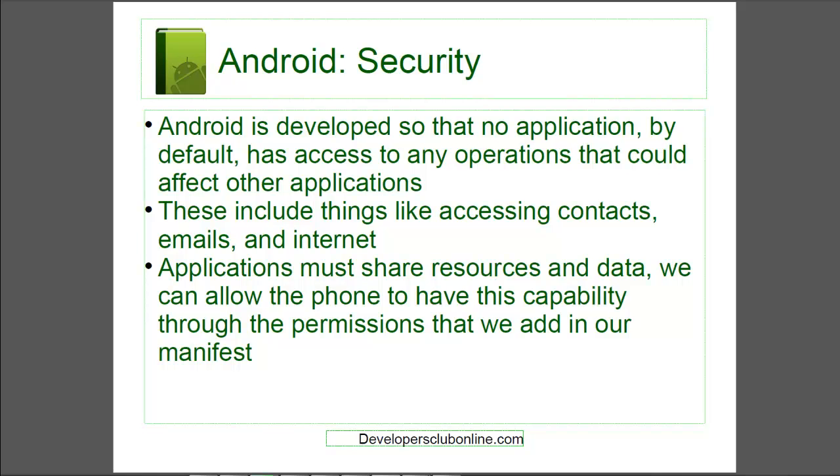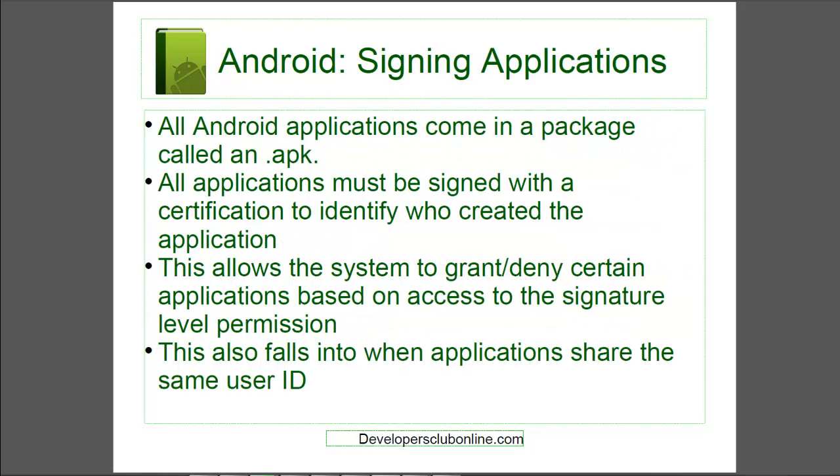Applications share the same resources and data. In previous tutorials we discussed the fact that the Android system has a thread system in which only one process can run at a certain time. Well, there are multiple activities within these applications, and all these applications are competing for the same resources and data. So the phone has the capability to balance all of these different activities and applications trying to gain access to these resources by having the permissions that we add in our manifest.